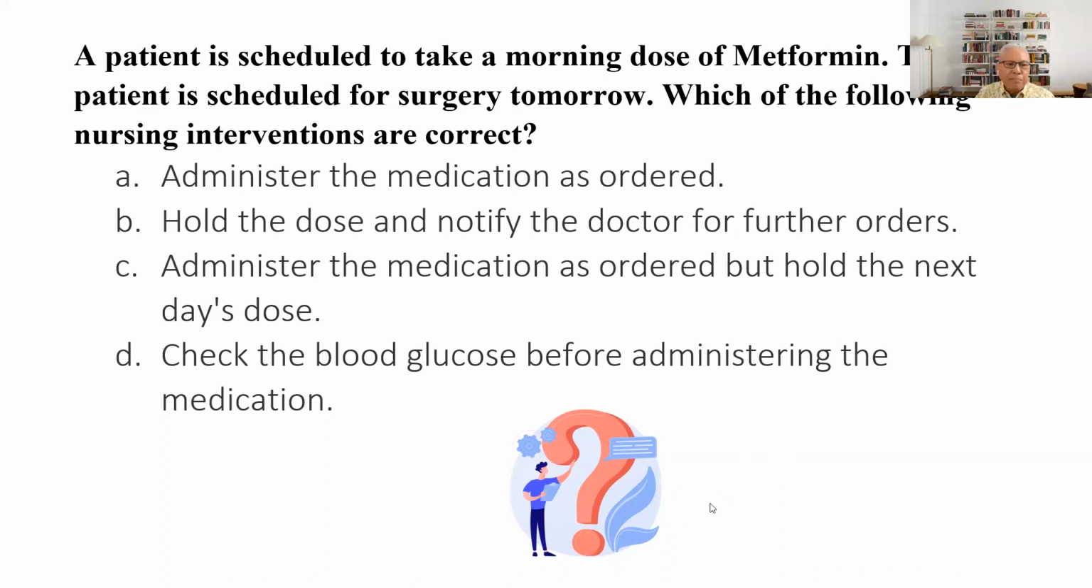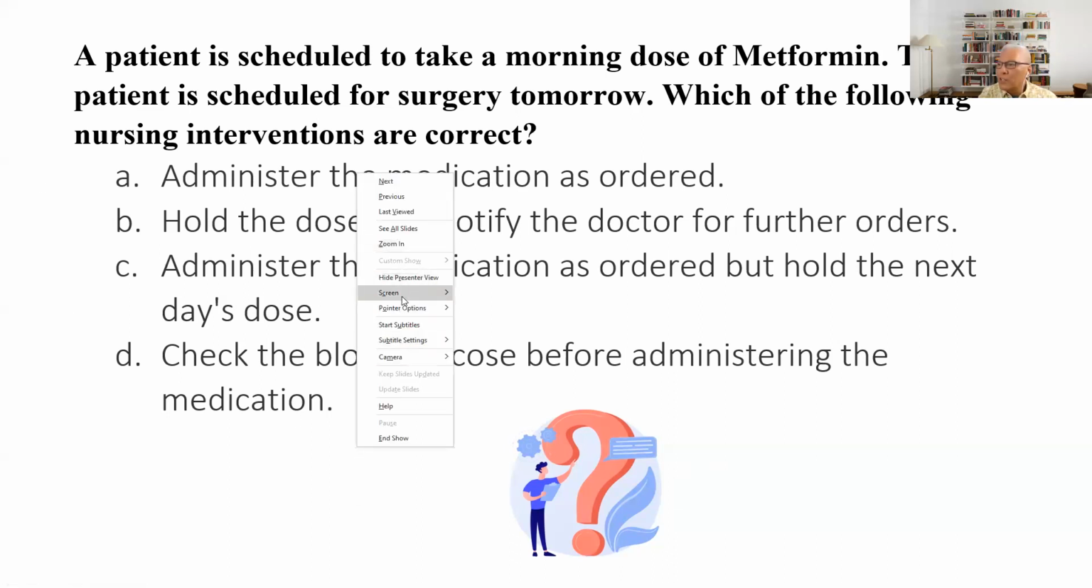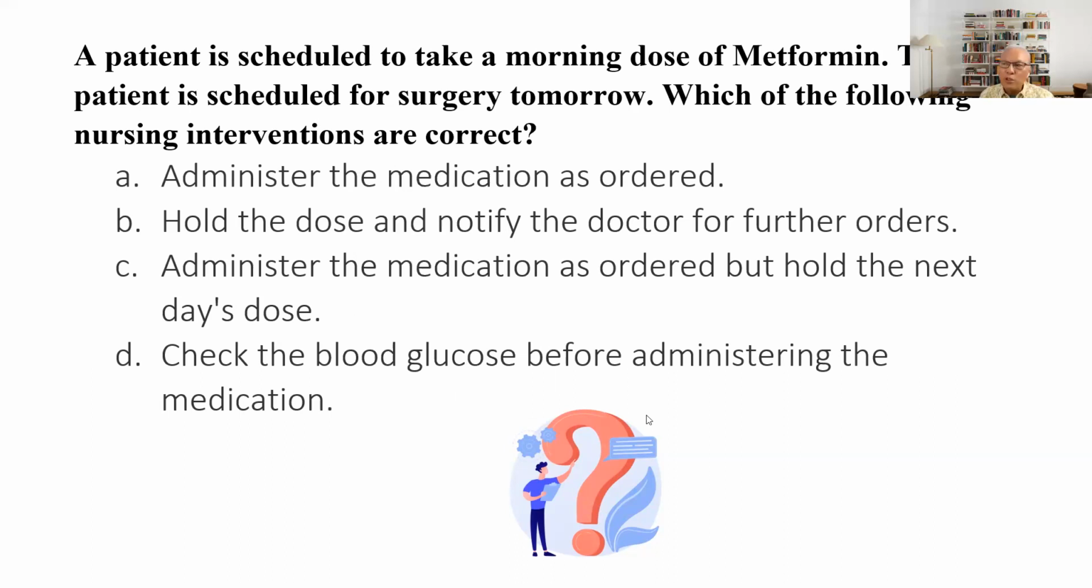Okay, so let's end the poll. You remember that we need to hold the dose, and the reason why we need to hold the dose and notify the doctor for further orders is because we are not going to be eating, we're going to be NPO. So therefore, this patient does not need the metformin because then your glucose is going to be decreased. So letter B is the correct response.